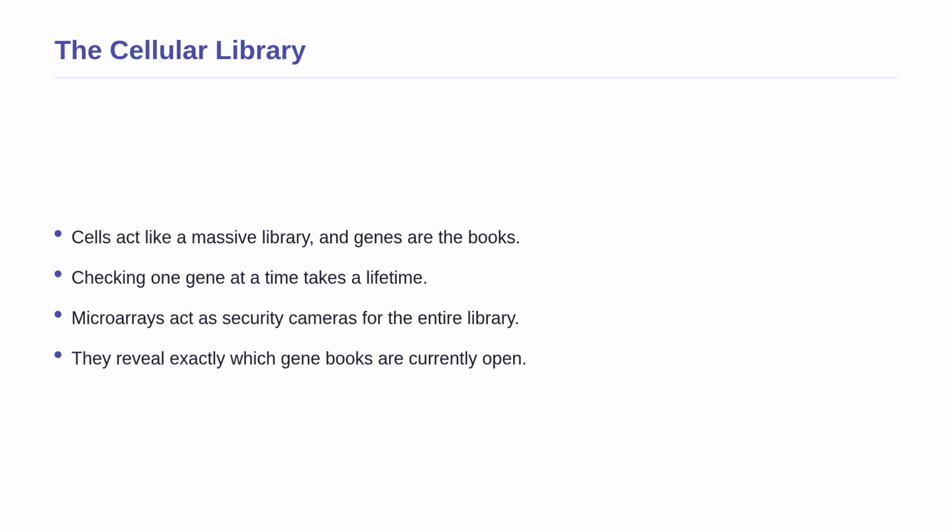In the human body, our cells are exactly like that library, and our genes are the books. A microarray is a brilliant technological tool that acts like a massive set of security cameras. It allows us to see exactly which gene books are open and being read by the cell all at once. Instead of testing one gene at a time, we can look at thousands of genes simultaneously to understand exactly what the cell is doing at any given moment.